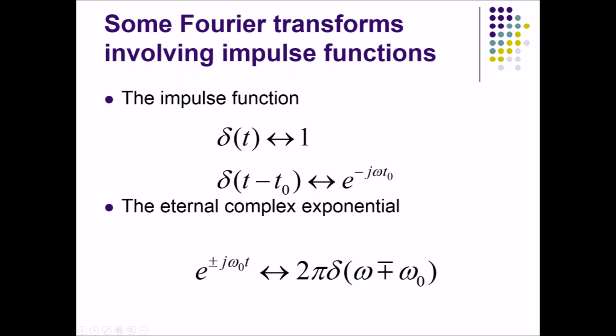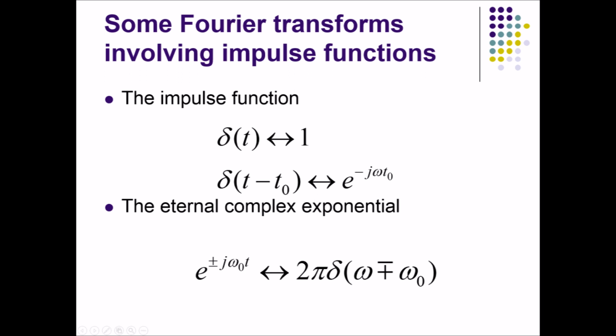Okay, then we're going to talk about some important Fourier transform pairs involving impulse functions. The first one, the impulse function's Fourier transform is constant 1. An impulse function with a time delay, its Fourier transform will be the complex exponential e to the minus j omega t0. And those two pairs you can easily prove, right, by using the property of the impulse function.